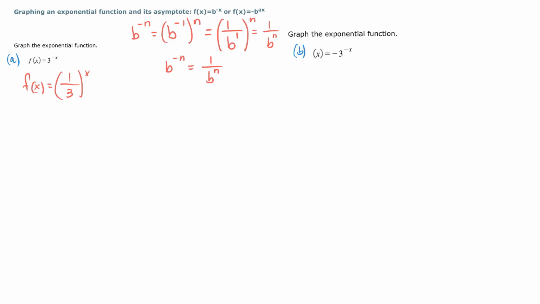Now your base is between 0 and 1, which means this is an exponential decay. What's your horizontal asymptote? Your horizontal asymptote is simply y equals 0. And then let's pick some ordered pairs, x and then 1/3 raised to the x. So if you have x to be negative 1, take the reciprocal of 1/3, which means 3. And then 0, we get 1. And then 1, we get 1/3. I think that's enough for me to get this graph started.